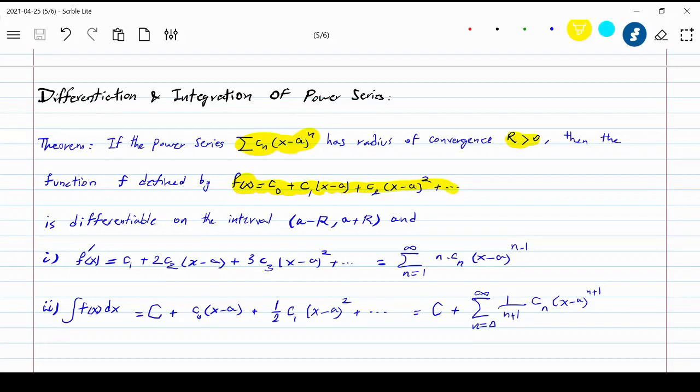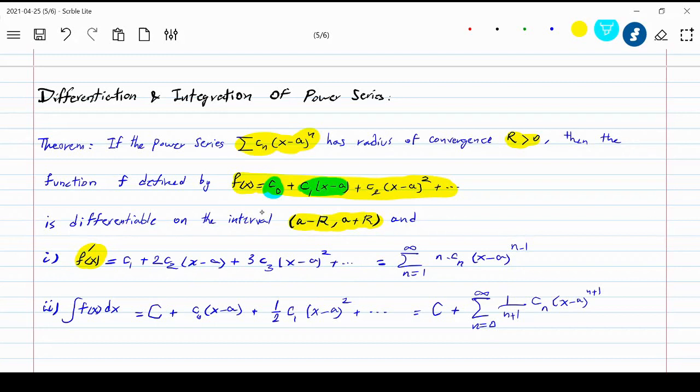What can we say about the derivative of f? If it's differentiable, it's going to be differentiable in the interval of convergence. The derivative would be basically taking the derivative of each one of these terms. The derivative of c0, a constant, would be 0. What is the derivative of c1 times x minus a? This is a constant multiplied by x minus a. The derivative of x minus a is 1. Derivative of x is 1.